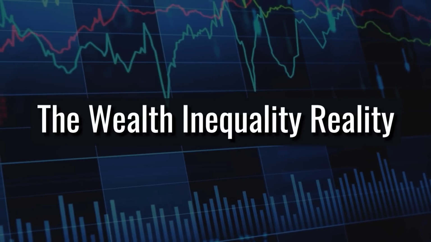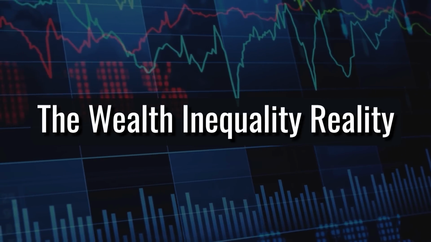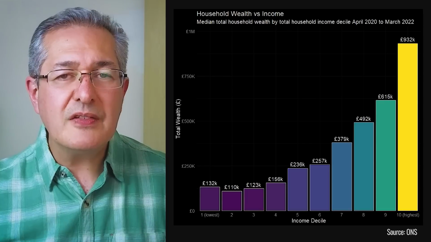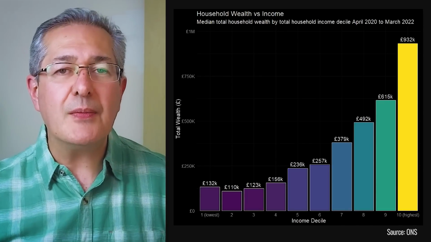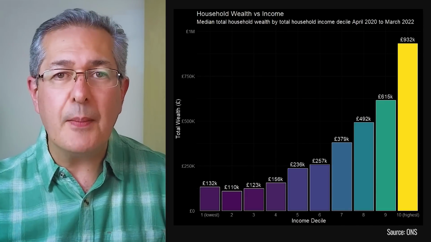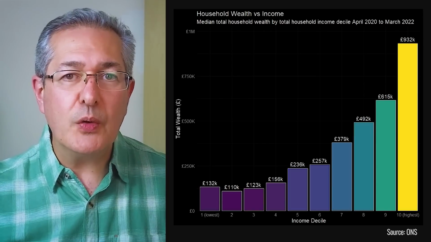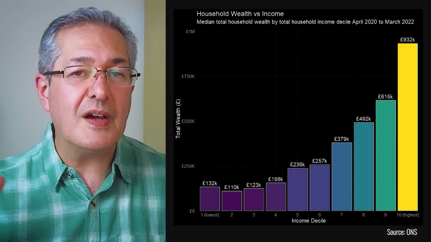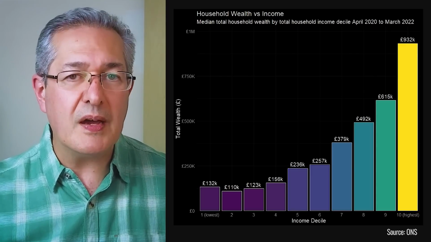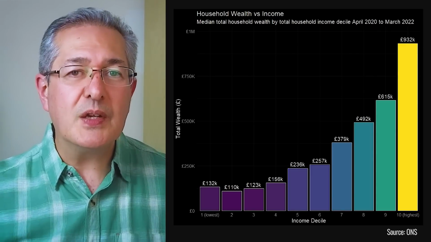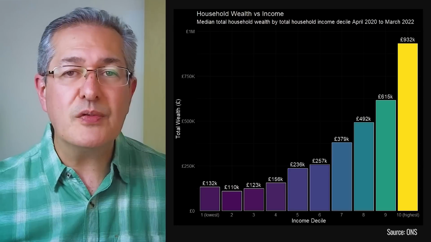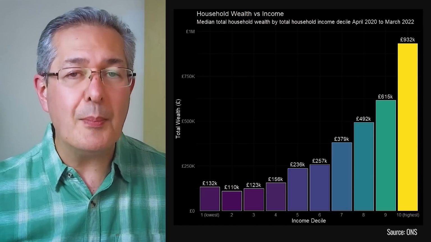The reality in the UK is that there's a great deal of wealth inequality. So let's look at income deciles here. Here we're looking at household income added up for all of the household members. Again, we're going to rank households from the poorest households on the far left to the richest on the far right. And on the y-axis, what you can see is the median household wealth in those income bands.